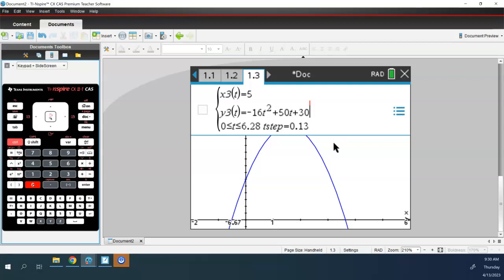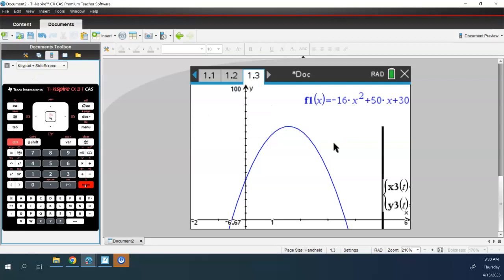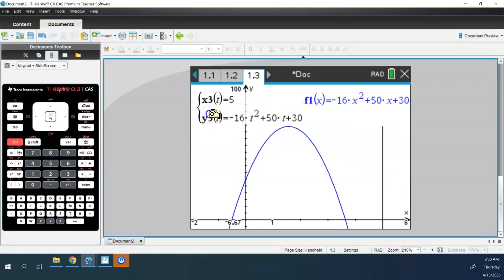My t-step, I don't care about right now. This ball was in the air for 1, 2, 3, more than 3 seconds, but not quite 4 seconds. So as long as my t-step is more than 3.75, I'm okay with it. And then when I hit enter, there now is the actual path of the ball. It goes straight up. It started right about here. And this is, again, where technology is too fast for us. It went up, and then it came back down. And it goes down forever and ever for 6.28 seconds, but we can shorten that up, and we could get it to stop when it hits the ground if we knew the exact time.